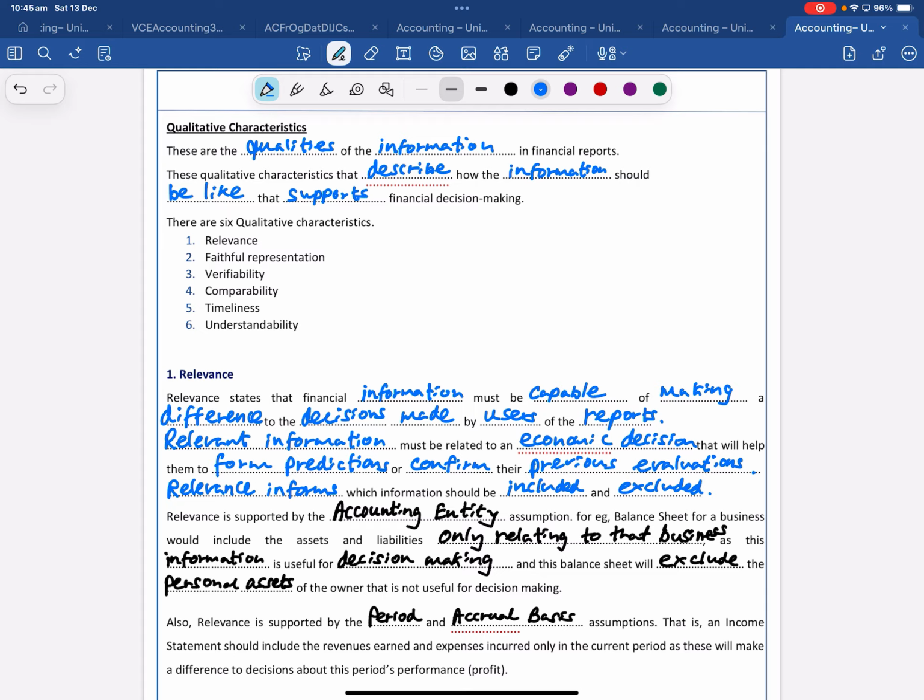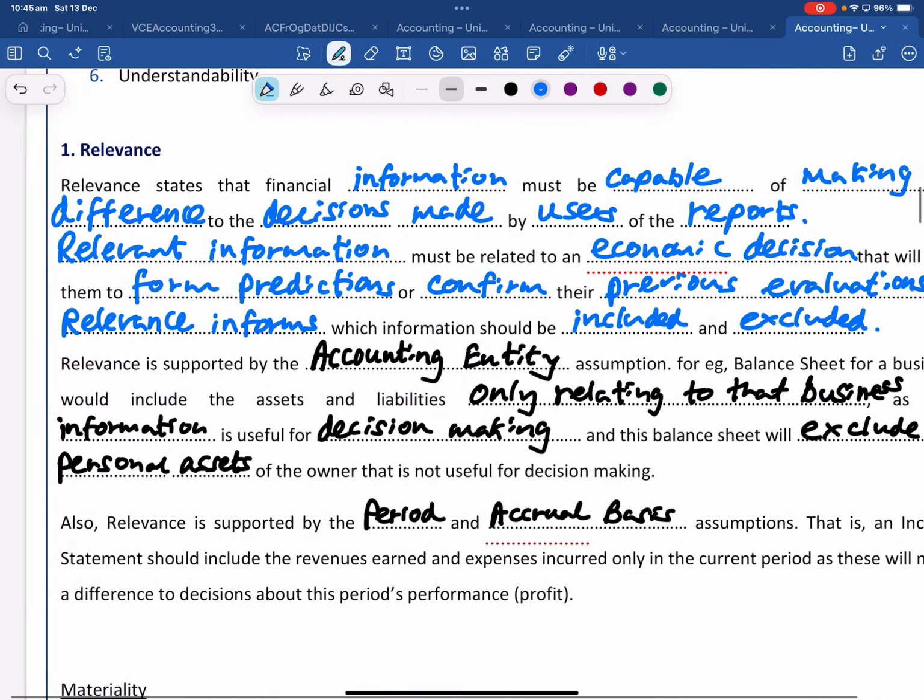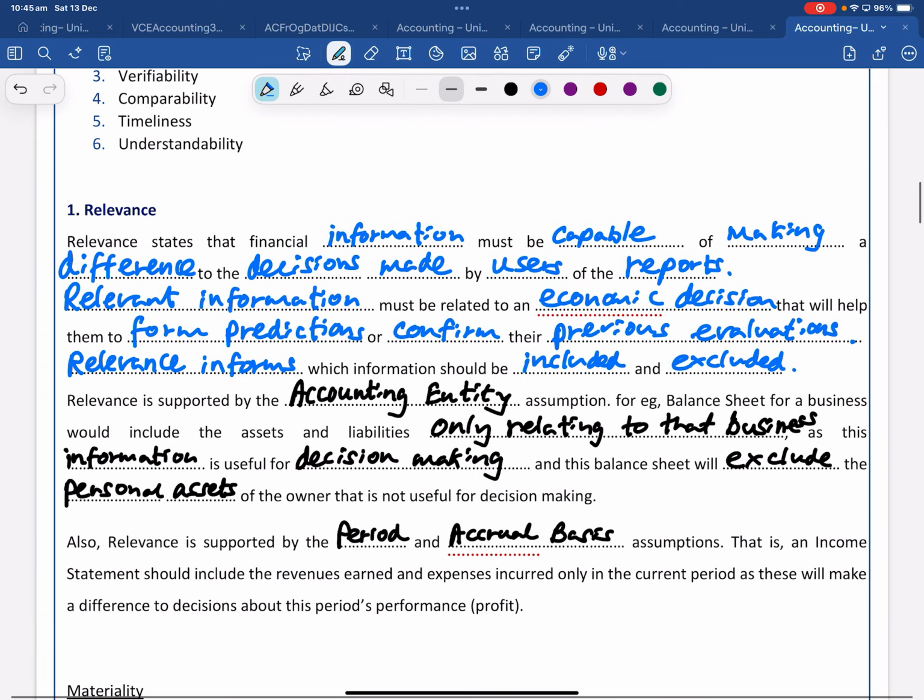Then guys, the first one is relevance. As I told you, this is the most important and the longest one. Don't worry, the others are not that long. This is almost 1 page long. If you read the textbook, this is even bigger, but I have summarized it. The first paragraph is what is more important and what we use more commonly.